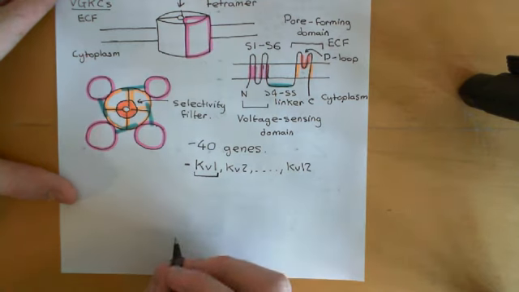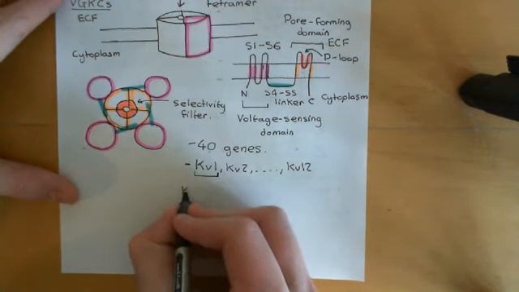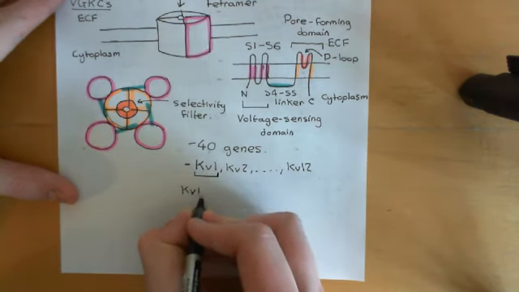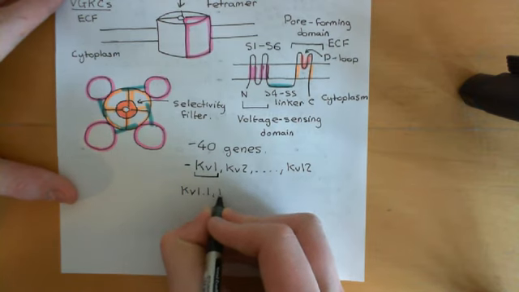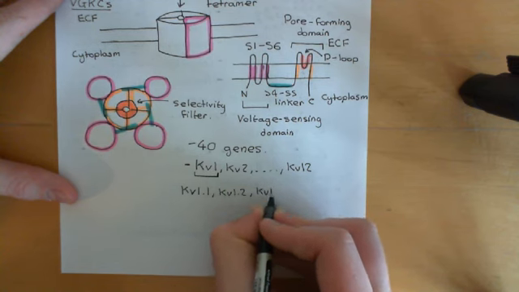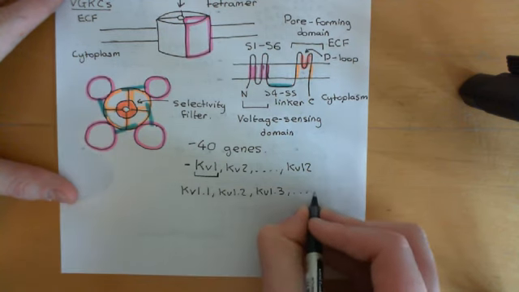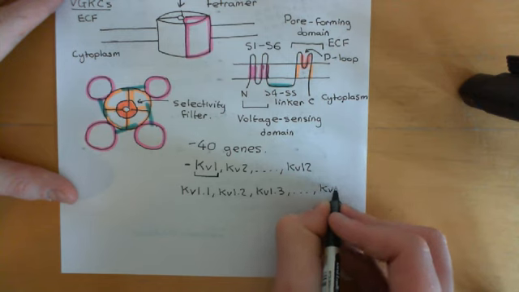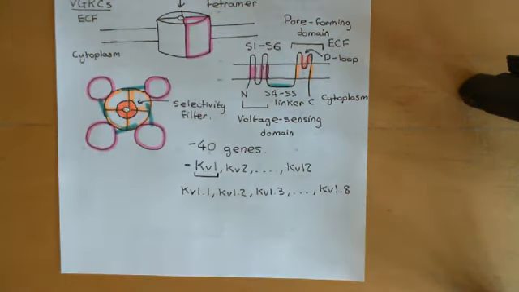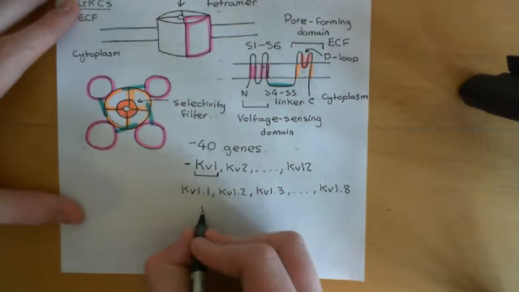If we look at the KV1 family, which is quite an important family, it's actually got 8 different members. So 8 of these genes are in this KV1 family, and those 8 members are called KV1.1, KV1.2, KV1.3, all the way up to KV1.8. So the nomenclature is quite nice and simple. You split these 40 genes into 12 different families, KV1 through KV12, and the members of the individual families are then just KV, whatever family it is.